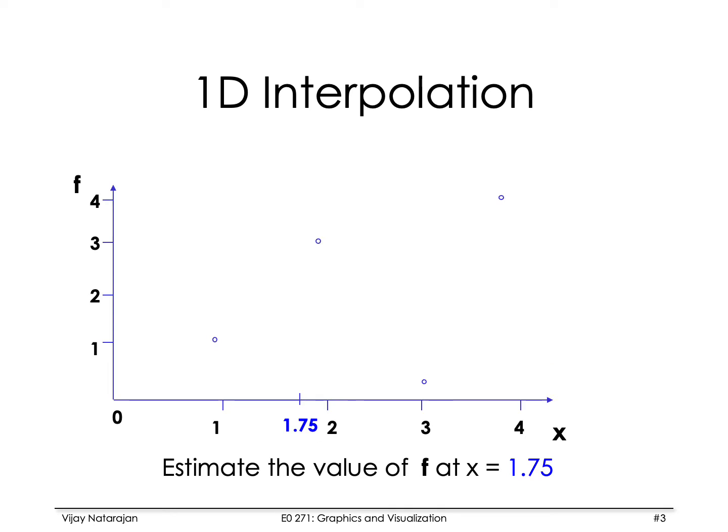Let's start with an example in 1D. Let's consider a function f which is defined over the real line. As you can see, the function is sampled at integers. The value at 1 is close to 1, the value at 2 is close to 3, the value at 3 is about 0.1 or 0.2, and the value at 4 is close to 4. Now what we would like is to find f at 1.75.